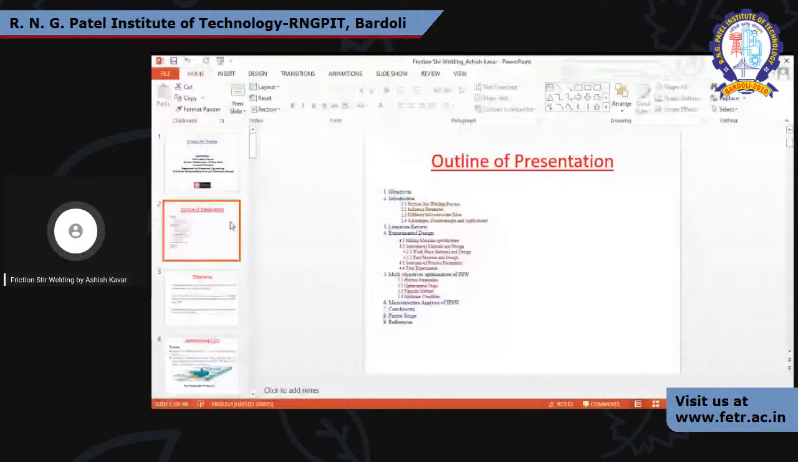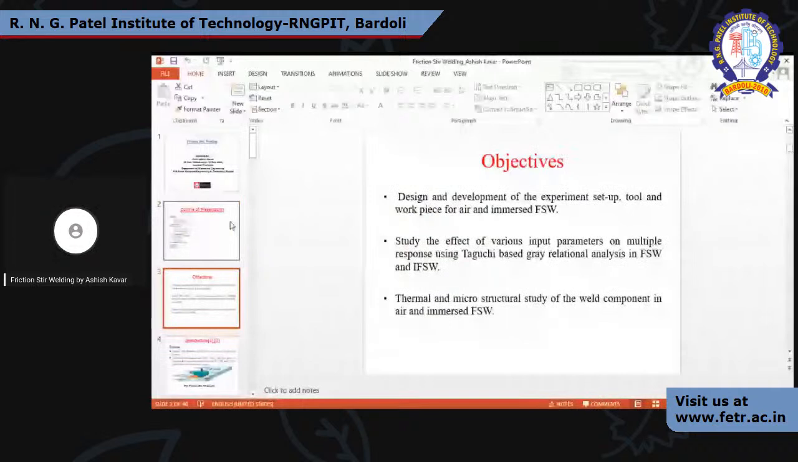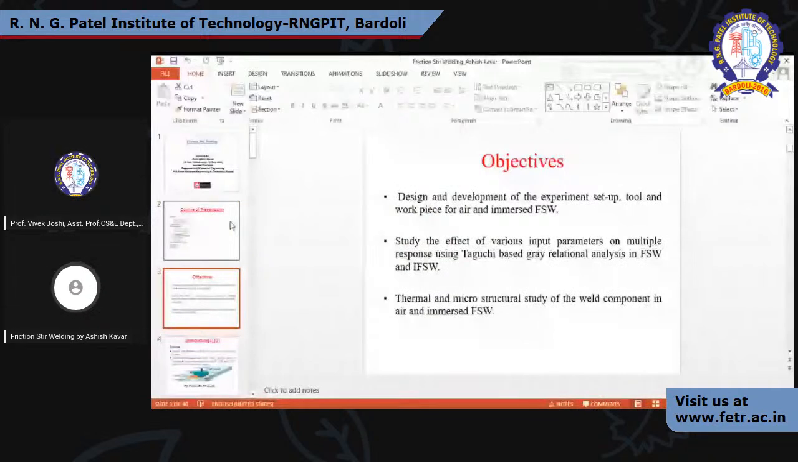So now, starting with the first objective. What is the objective of this particular study? We need to understand the design and development of the experimental setup, tool and workpiece for air and immersed friction stir welding. The first question that arises in your mind is, what is the difference between air FSW and immersed FSW? Air FSW is the application of friction stir welding done in air, and if we do similar welding underwater, it is called immersed FSW.